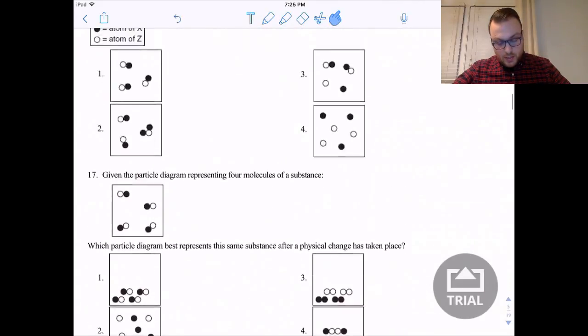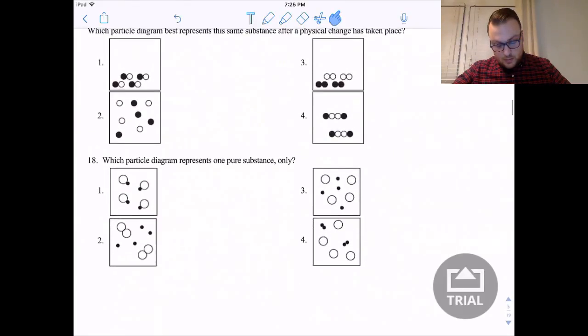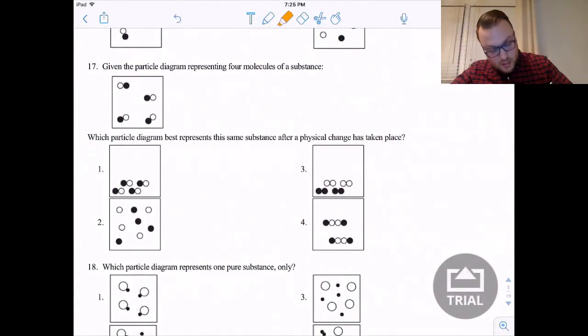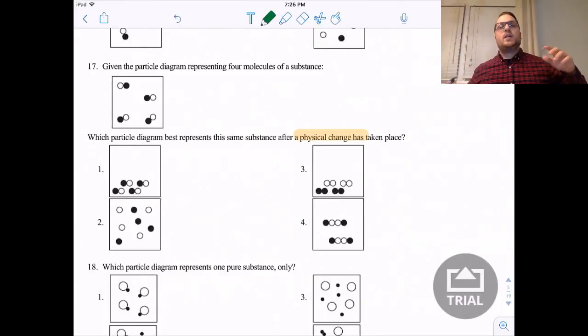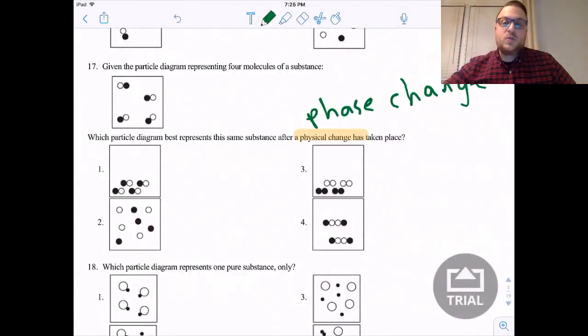Let's see. These. Let's do 17, because that hits on a couple of things. Because we can talk about physical and chemical changes, and then how it applies to particle diagrams. So at the end of the day, a physical change is when you have a substance and it's just changing phase. So think of physical change as a phase change. That's usually what happens 99% of the time. If you don't have a phase change, you could have a mixture.